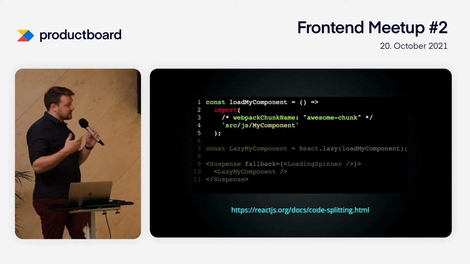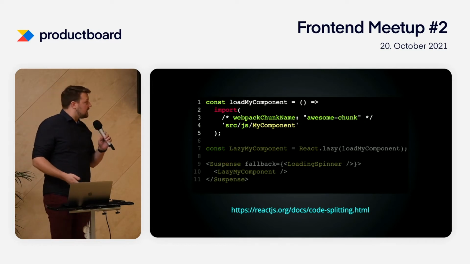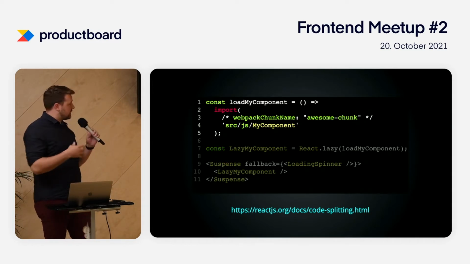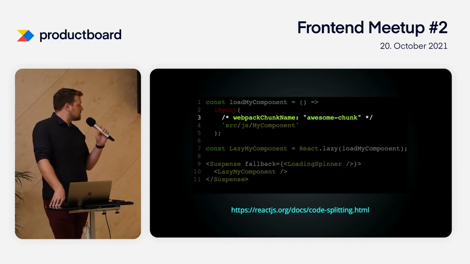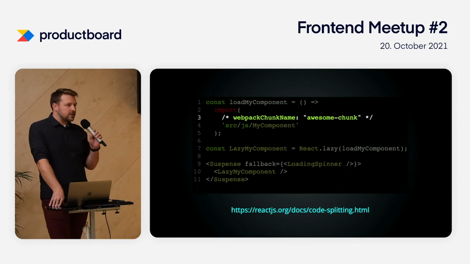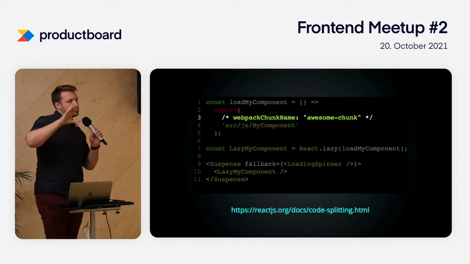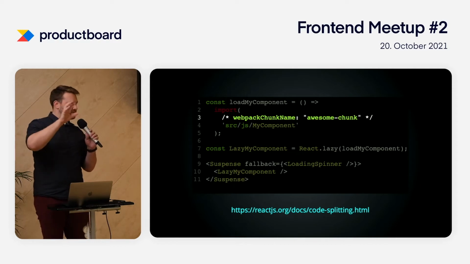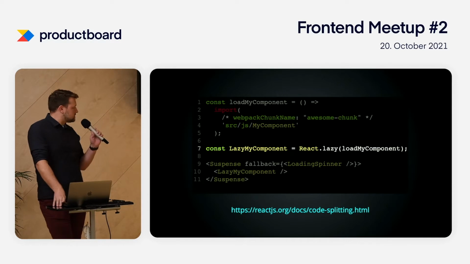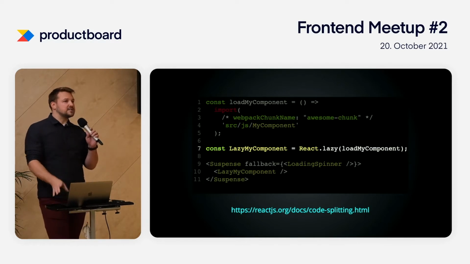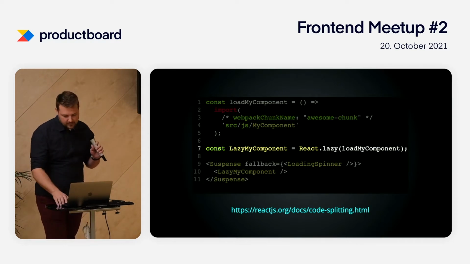You can basically lazy load any component you want. You create a function which can import a component. Using this webpack directive, you can specify the name of the chunk, so you can even have multiple pages in one single JavaScript file. And then you pass this function to React Lazy, and React Lazy will create a component for you.